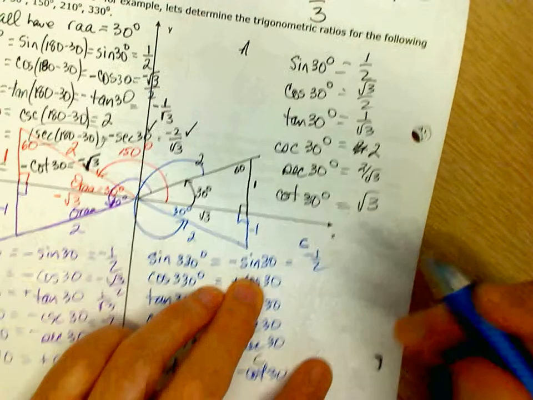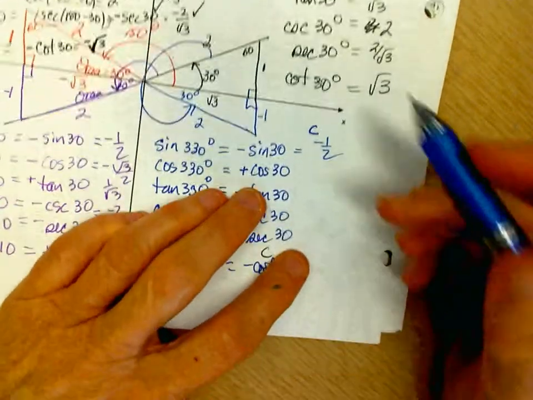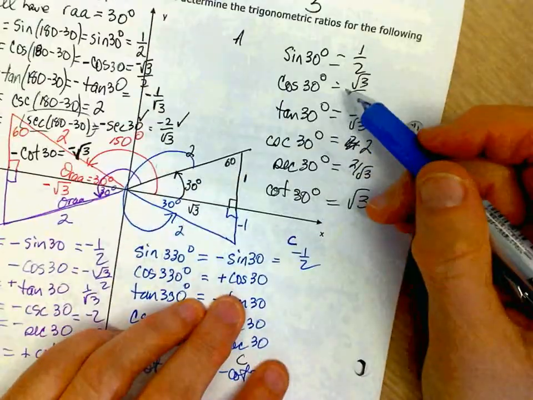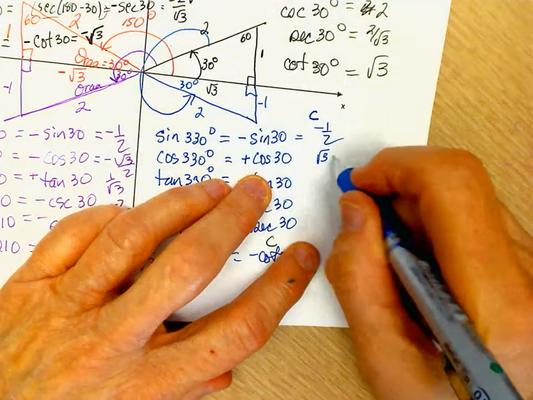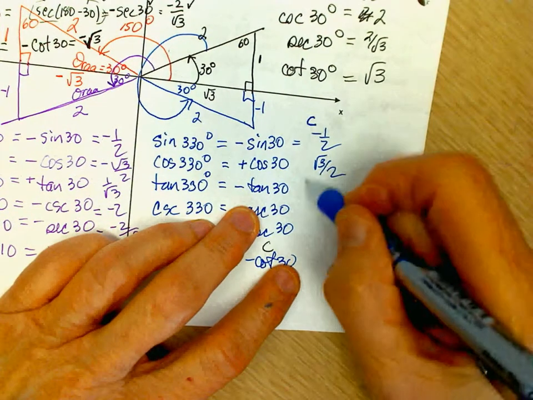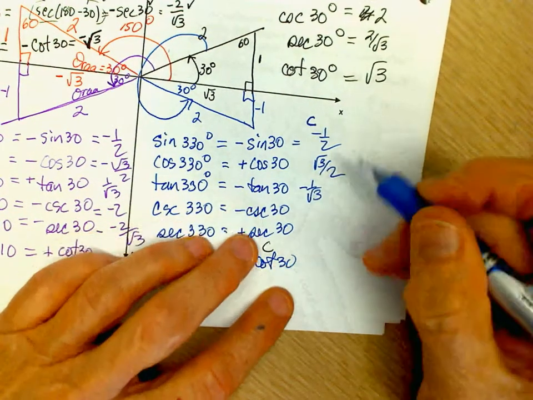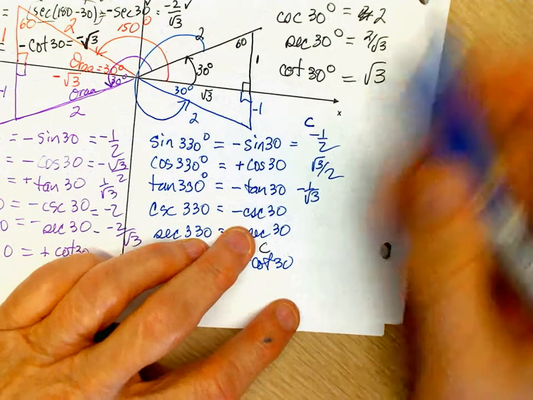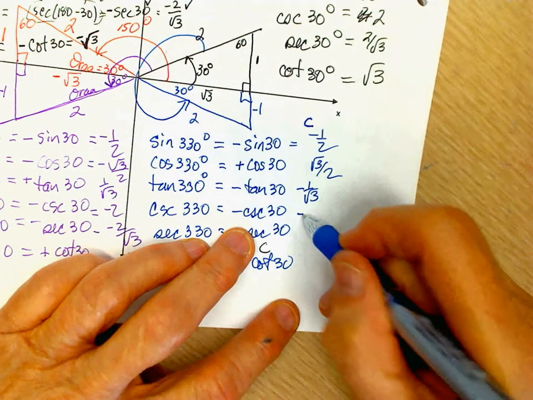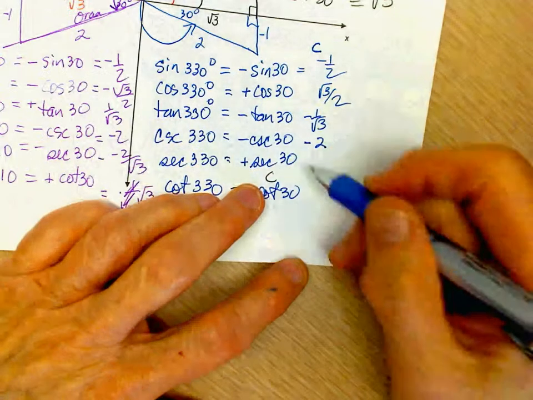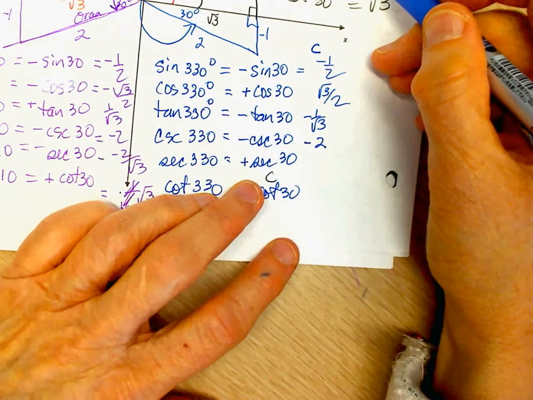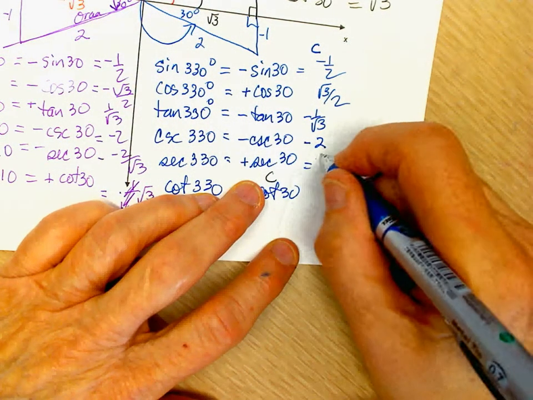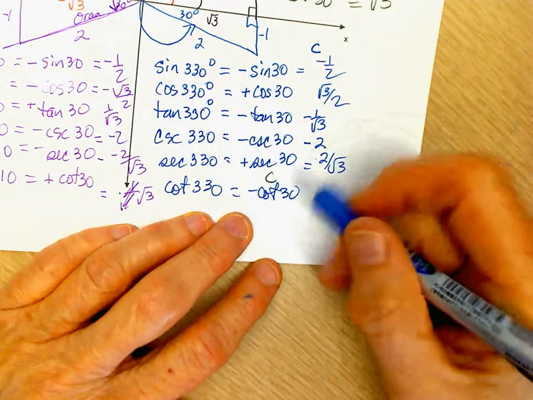Cos of 330 is positive, so that's root 3 over 2. This is going to be -1 over root 3. Cosecant is -2. This is going to be positive 2 over root 3. And this is going to be negative root 3.